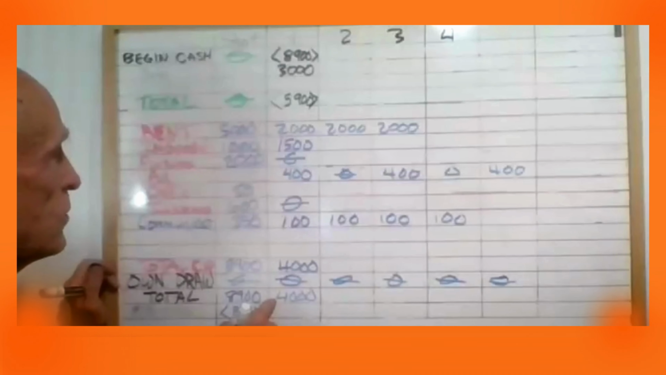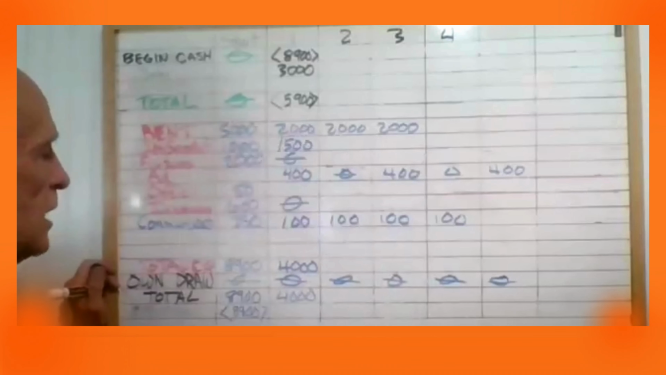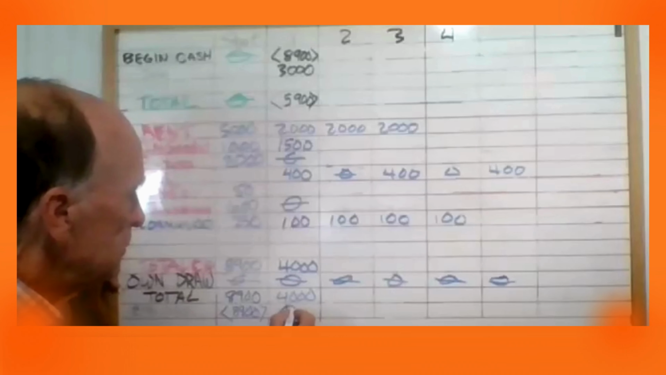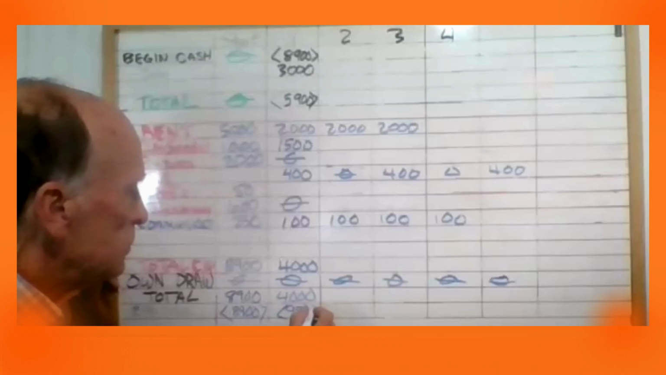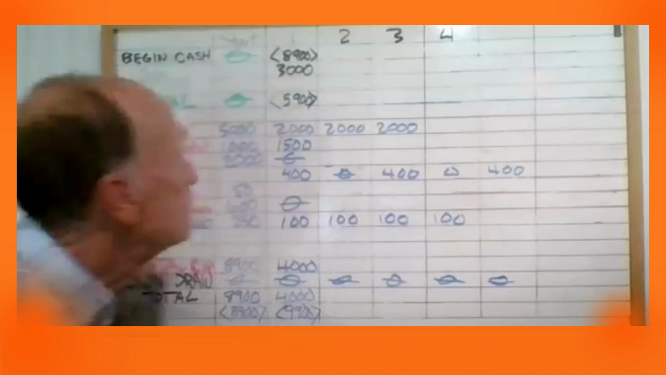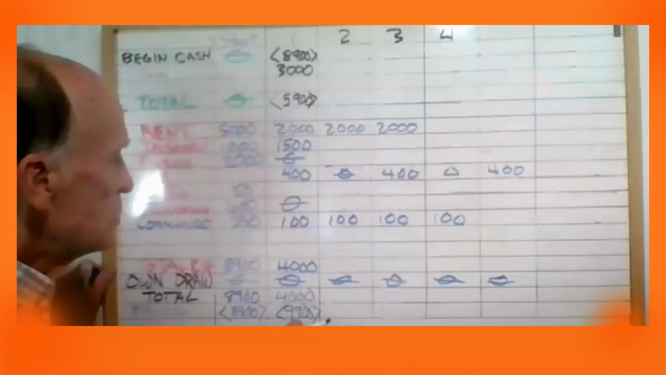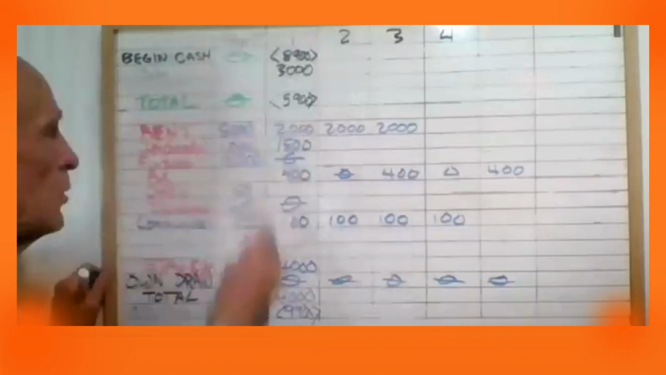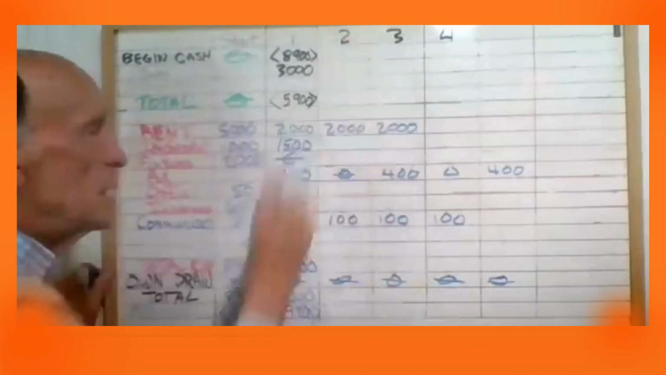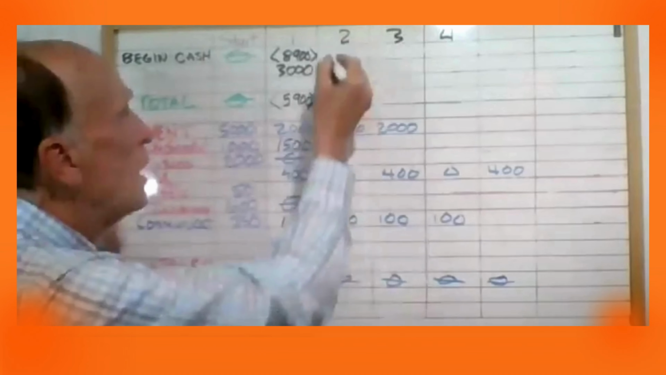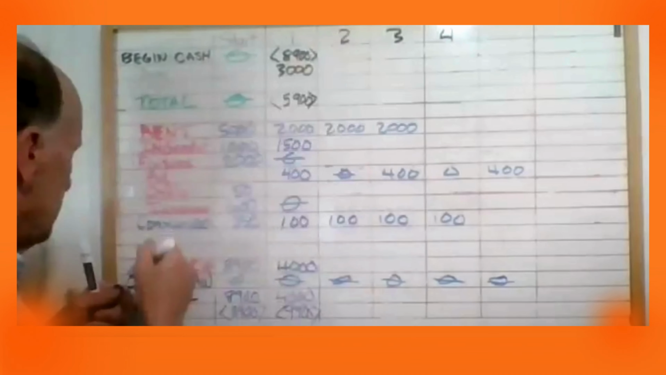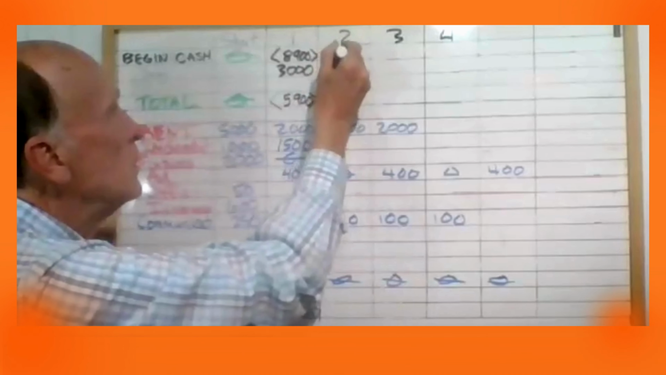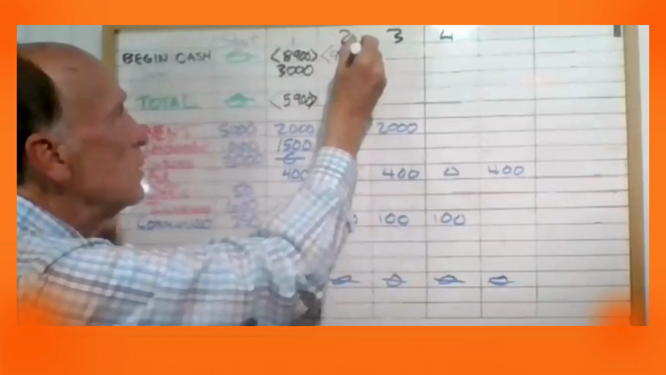I subtract $4,000 from negative $5,900 and I get negative $9,900. Okay. So I take my ending cash for month one, bring it up to the beginning cash of month two. So I have a negative $9,900 here.